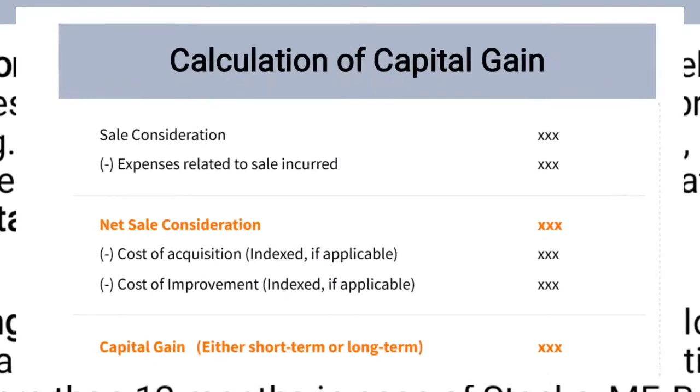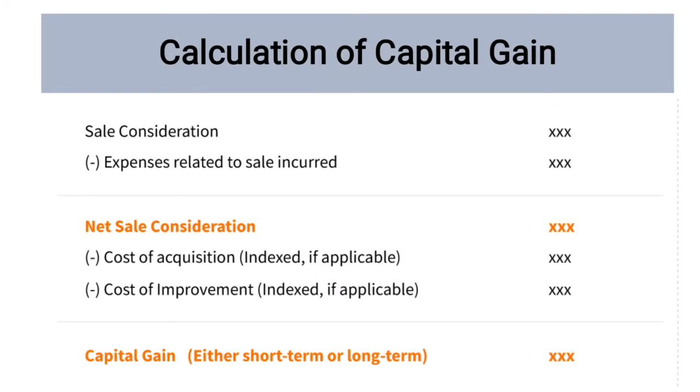Now how does the calculation happen for capital gain purposes? First you put in the sale consideration. Whatever money you get after selling your asset will be considered here. Then any expense you incur on the sale of the asset, like stamp duty or registration, insurance payment, etc., you will deduct, and the net sale consideration is counted for capital gain purposes.